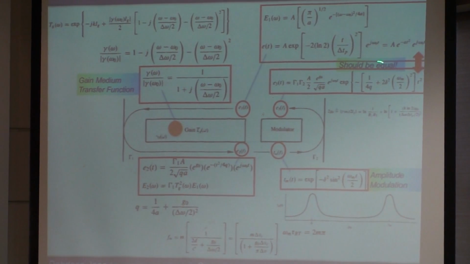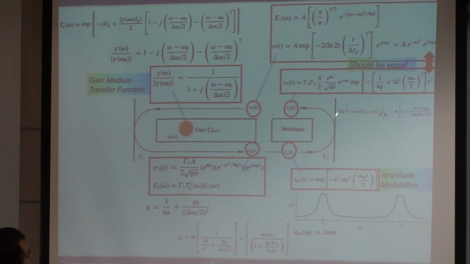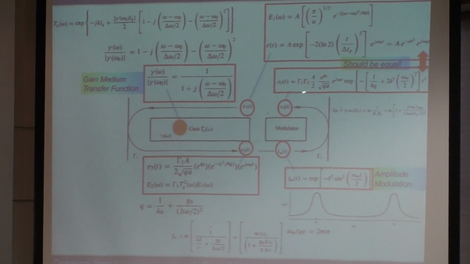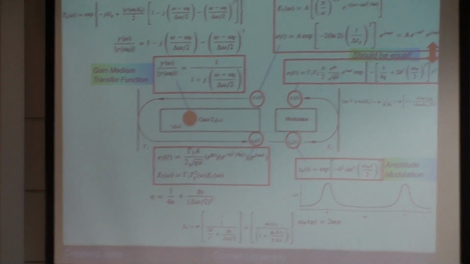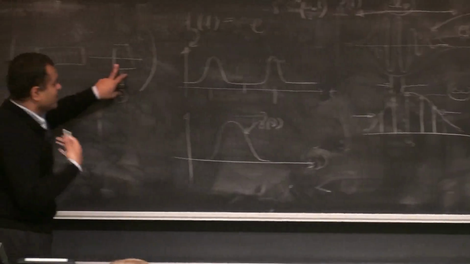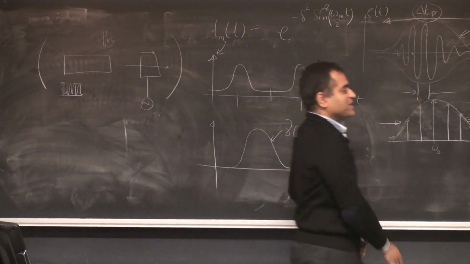So the frequency, by the way, hasn't changed either. It's still omega naught. And then you equate this to the original function, and then it tells you what the conditions for gain are. That's for you to be able to lase and still have the mode locking and get the pulses out at a repetition rate. So that's the mechanism we went through.